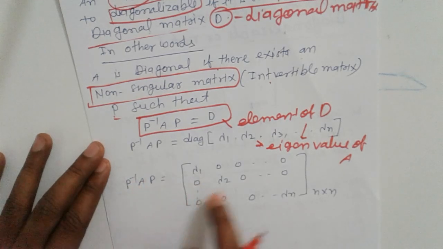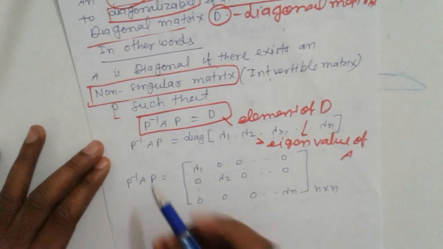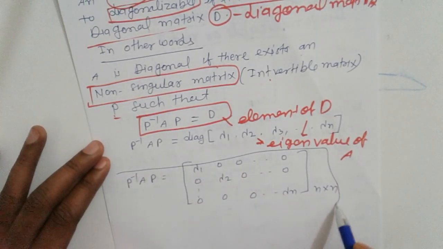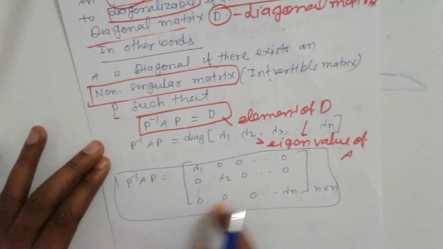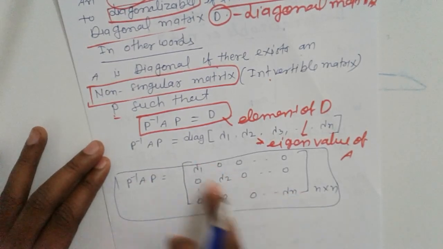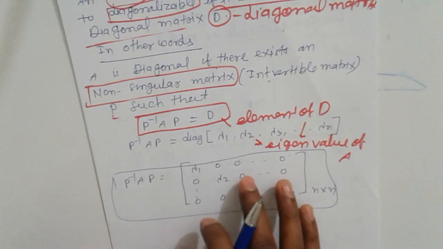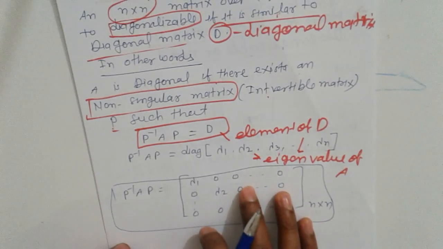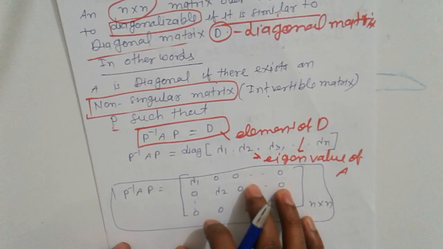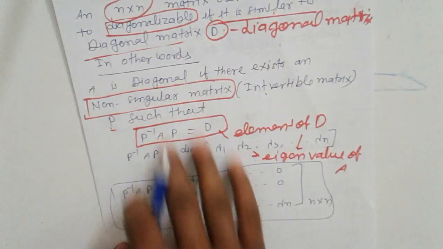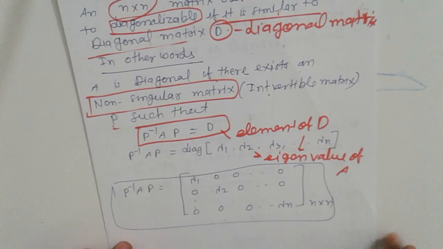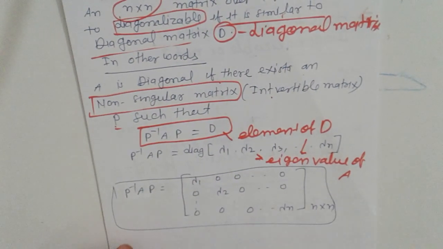Otherwise P inverse AP can be written in this format: lambda 1 on the diagonal, and the other elements are 0. So for your first work, find the eigenvalues and eigenvectors. After that, next, some important points for diagonalizable matrices.